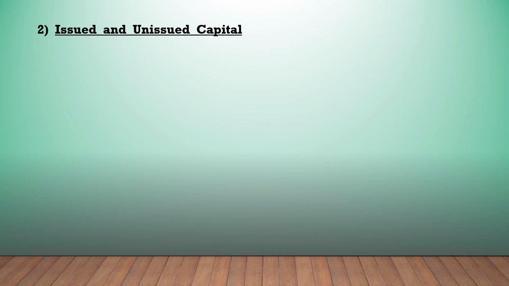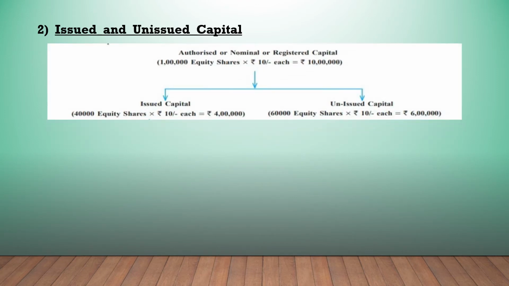As discussed in the first type, that is authorized capital, the amount was rupees 10 lakh. Now suppose the company issues shares worth rupees 4 lakh only, that is 40,000 equity shares of rupees 10 each. Then rupees 4 lakh will be called the issued capital of the company, whereas the remaining part of the authorized capital, that is rupees 6 lakh, which is divided into 60,000 equity shares of rupees 10 each, which are not issued to the general public, will be called unissued capital.